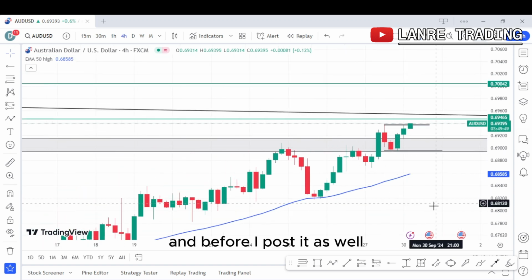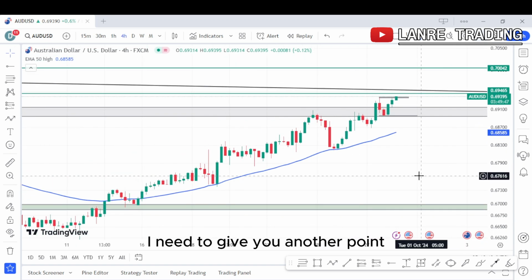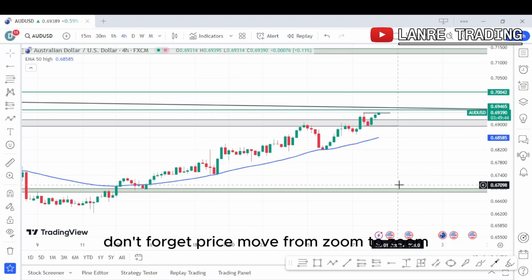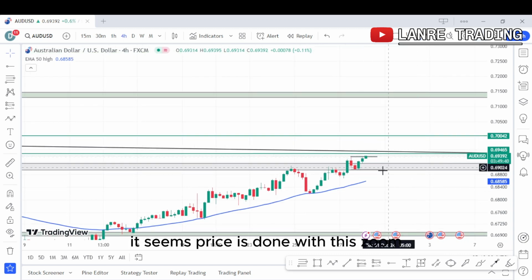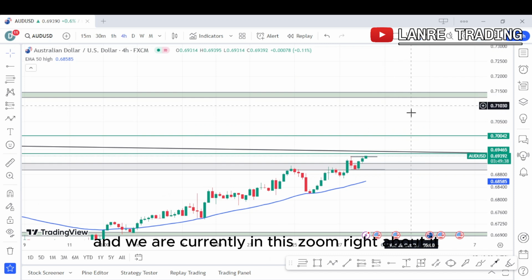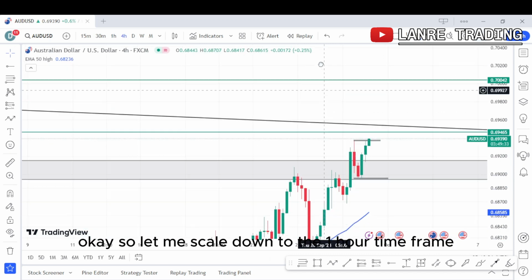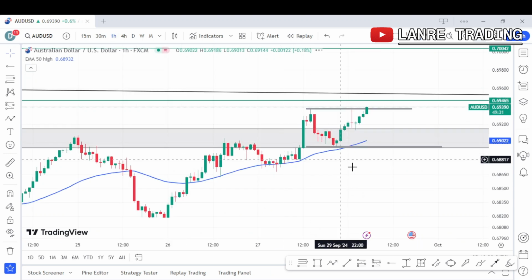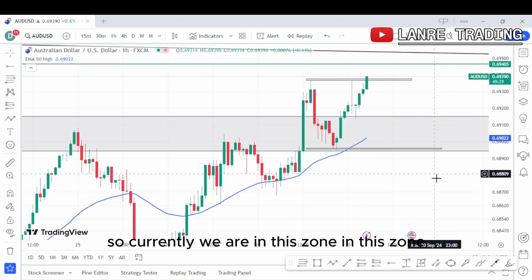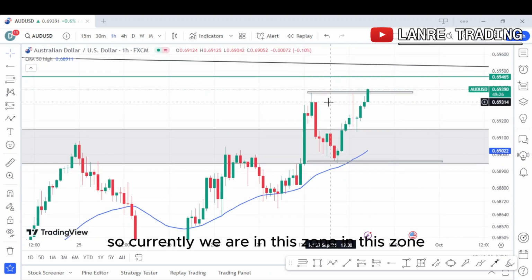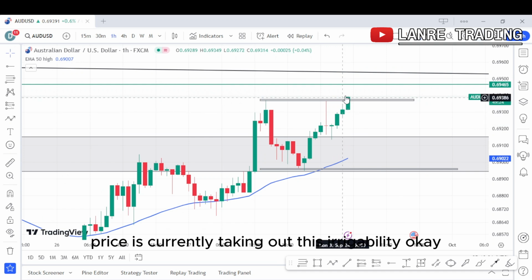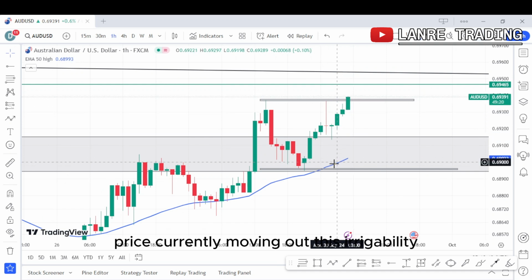Before I proceed, I need to give you another point. Don't forget, price moves from zone to zone. Now, as we can see, it seems price is done with this zone, and we are currently in this zone right about here. Okay, so let me scale down to the 1 hour time frame. So currently we are in this zone. As we can see, price is currently taking out this high right about here.